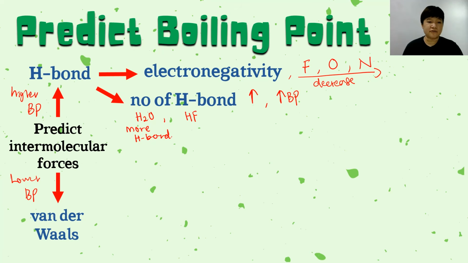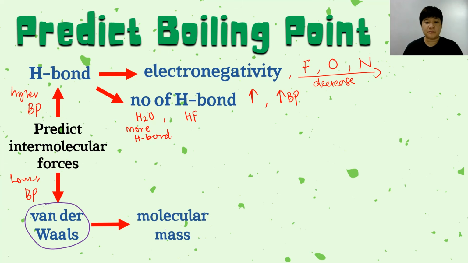And how about if all the molecules have van der Waals forces? Van der Waals forces are affected by three things. First and foremost, molecular mass. The higher the molecular mass, the higher the boiling point. So molecular mass is the first thing you check when you have a list of van der Waals molecules. The one having higher molecular mass will straight away have the higher boiling point.